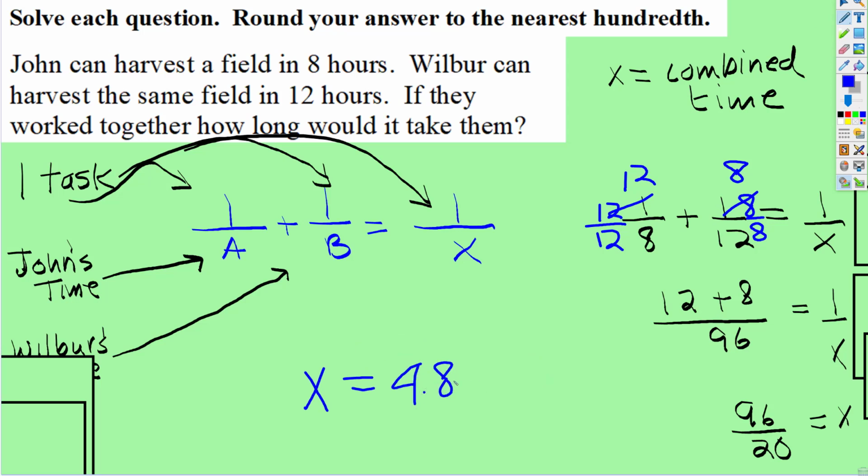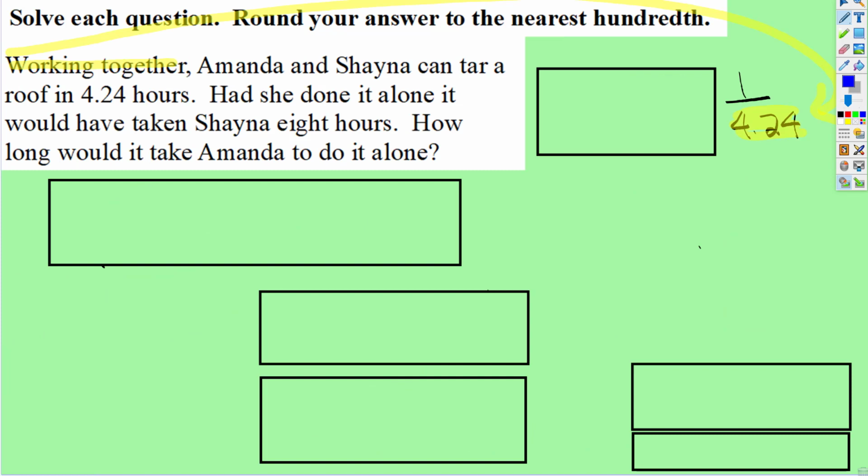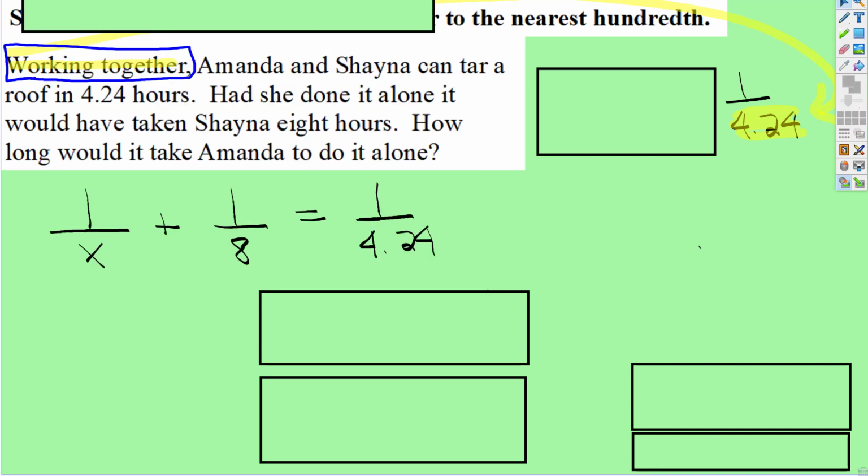But I don't know exactly what 4.8 hours is. So if you want to know how many minutes the 0.8 hours is, just multiply 0.8 times 60. So 0.8 times 60 is 48 minutes. So working together, it takes them 4 hours and 48 minutes. But the setup of it, these are not too difficult. So the next example is when we know the together working time, and we need to find one of the individuals' time.